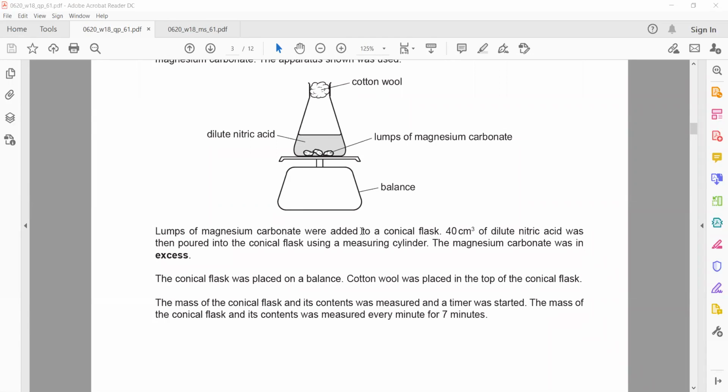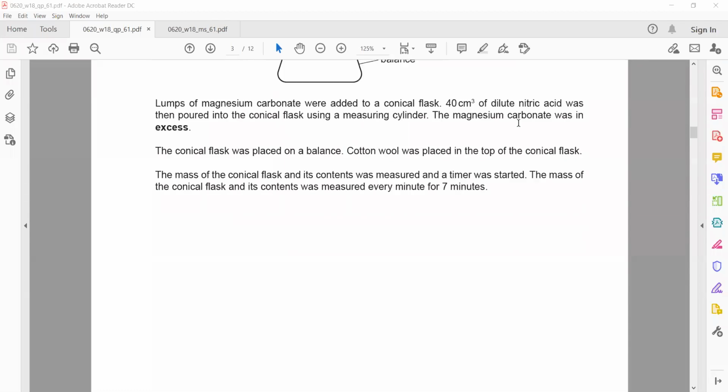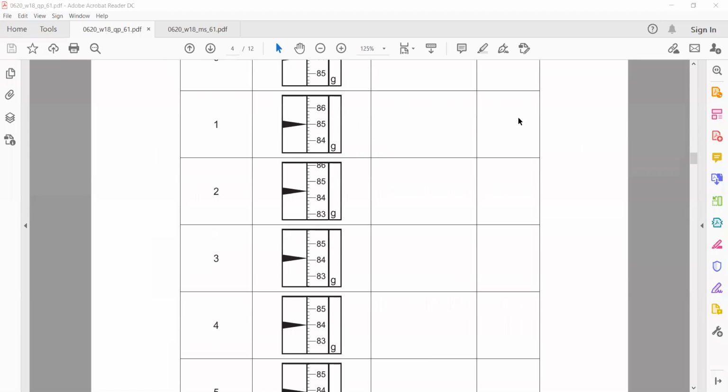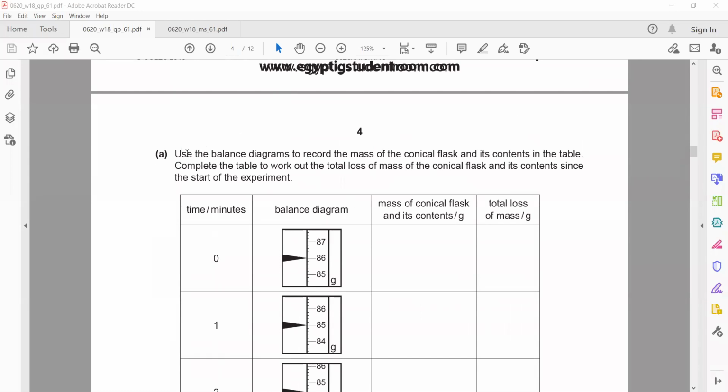The conical flask was placed on the balance. Cotton wool was placed in the top of the conical flask. The mass of the conical flask and its contents was measured, and a timer was started. The mass was measured every minute for 7 minutes. Use the balance diagram to record the mass of the conical flask and its contents in the table. Complete the table to work out the total loss in mass.